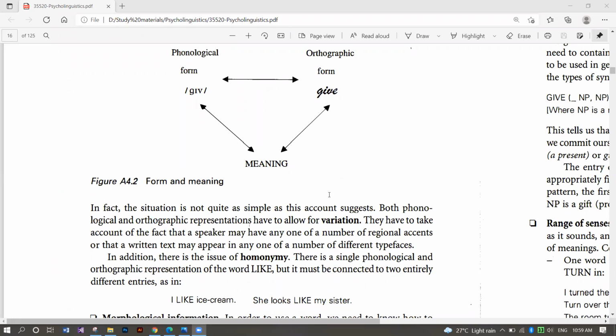One bat is the one with wings, an animal, which comes among birds for you, right? The other bat is the one you play cricket with, B-A-T, bat. So it is not that simple. There will be variations in the phonological and orthographic representation, and it would confuse you.